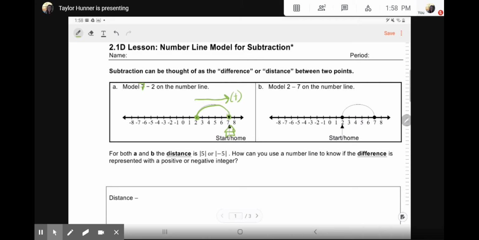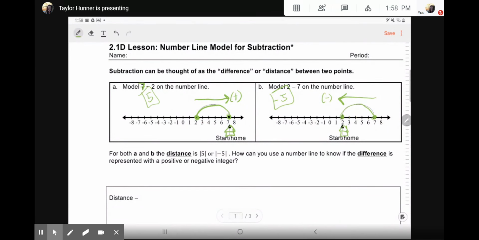For the second part, it says 2 minus 7. So now I'm starting at 2 because that's my first number, and I'm ending up at 7. And there are still 1, 2, 3, 4, 5 spaces in between here. So the distance is 5. But if this is where I end up and I'm trying to get back home, then I'm now going in the negative direction. So my answer here will actually be negative 5, whereas my answer for the first one was positive 5.